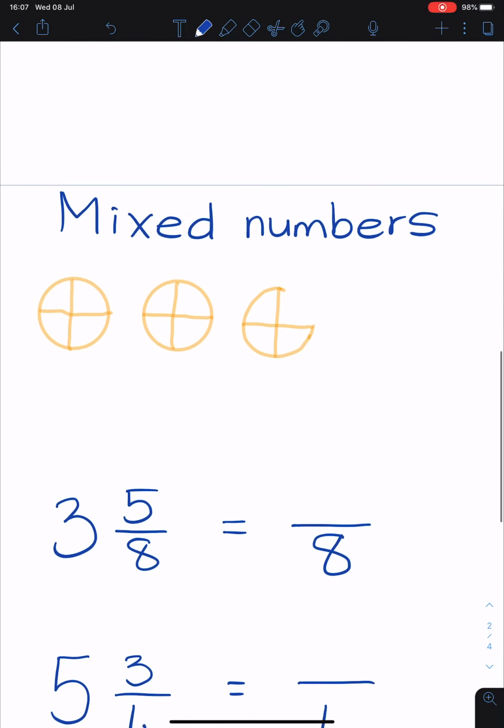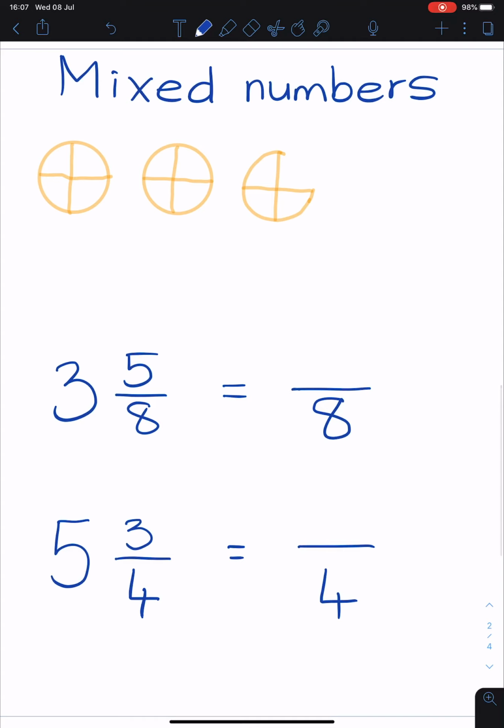Let's have a look at mixed numbers now. These will be found in exercise 104. Now the picture I have drawn is once again pizzas, and you will see that I have got 2 whole pizzas and then I have got 3 pieces out of 4, because this last piece has been eaten. So I've got 3 left out of the 4. So my answer is 2 3/4.